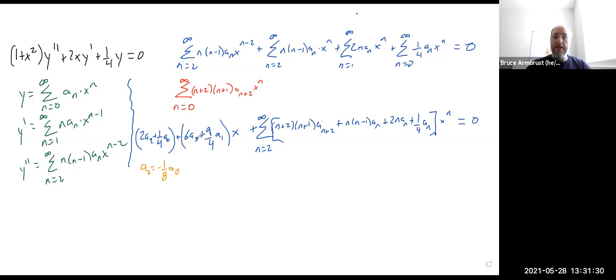We can do something similar with this one. We need to get 0x. So if we take 6a3 plus 9 fourths a1 and set that equal to 0, we're going to get minus 3/8 a1.